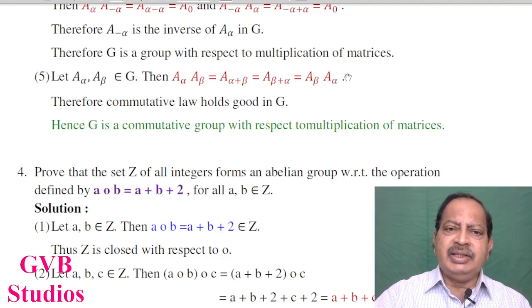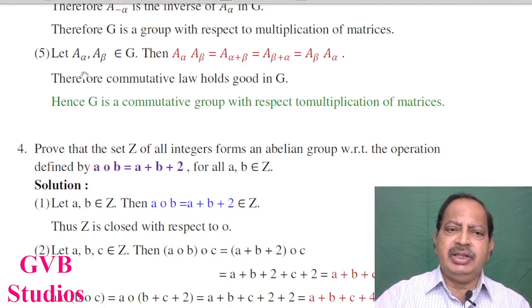In the problem, there is a tag: is it commutative? Let us check. Let us take any two elements A alpha and A beta in the set G. A alpha into A beta is equal to A alpha plus beta, which we can write as A beta plus alpha, because alpha and beta are real numbers. Real numbers are commutative with respect to addition. Therefore, we can write alpha plus beta as beta plus alpha.